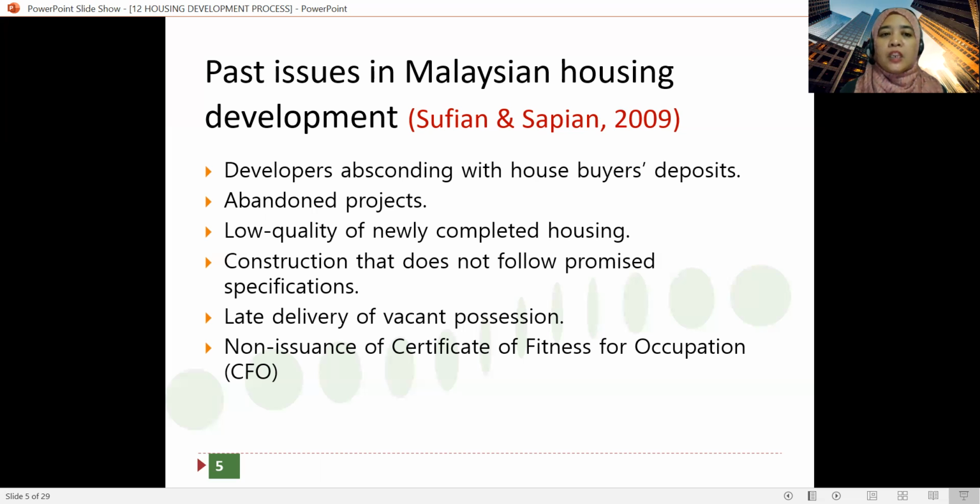Then another common issue before was late delivery of vacant possession. Okay, the sale and purchase agreement that I mentioned to you just now, there are two schedules, dua jadual yang terkandung dalam, that are contained in the Housing Development Act at the back. Bila kat belakang tu, you akan jumpa jadual, tables. The schedules related to the sale and purchase agreement are known as Schedule G for landed properties and Schedule H for strata properties.